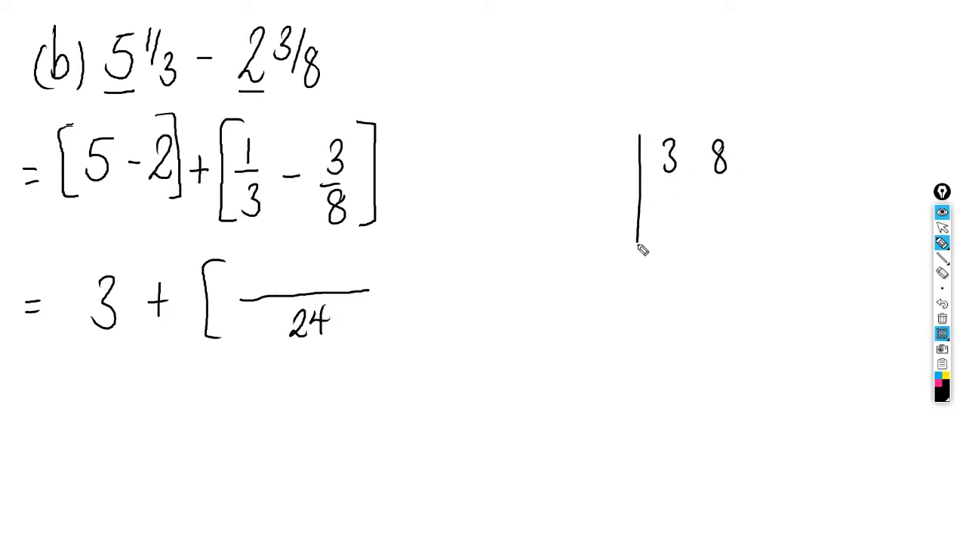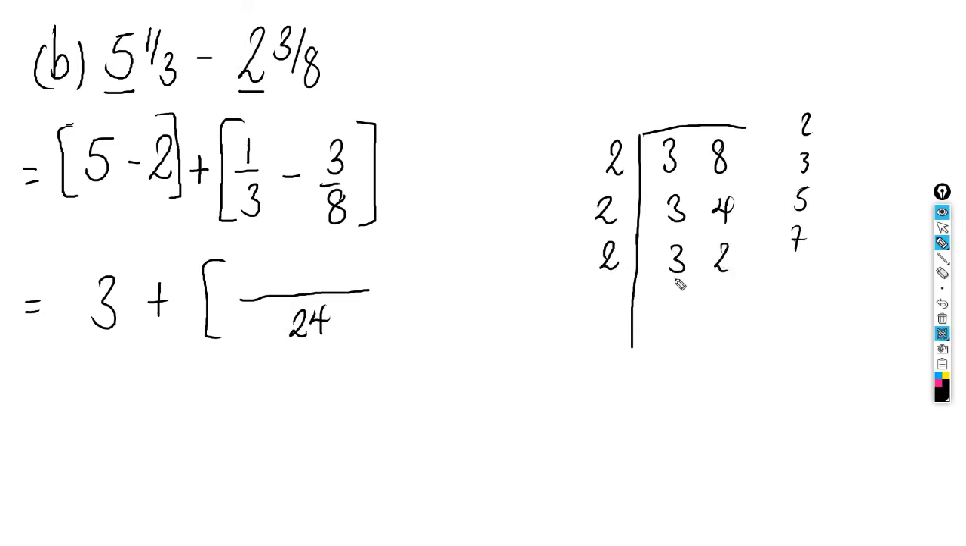3, 8, right? 2, 3, 5, 7. So first thing, can 2 go into any of these? Yes, 2 can go into 8, so we're going to get 3. 3 remains the same. 2 into 8 gives us 4. Can 2 go into any of these again? Yes. 2 can go into 4 again, so we're going to end up with 3 and 2. Can 2 go into any of these? Yes. 2 can go into 2, so we're going to end up with 3 and 1.